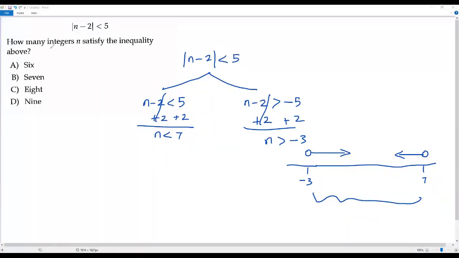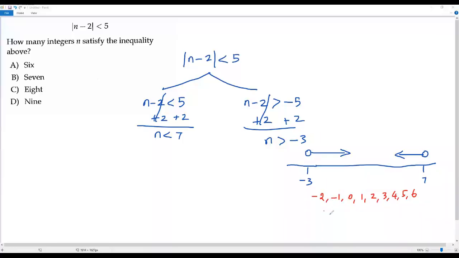But the question says integers. So we have to consider only the integer values between negative 3 and 7. So what are the integer values we have? Okay, let's write them. We have negative 2, negative 1, 0, 1, 2, 3, 4, 5, 6. These are the integer values we have between negative 3 and 7.